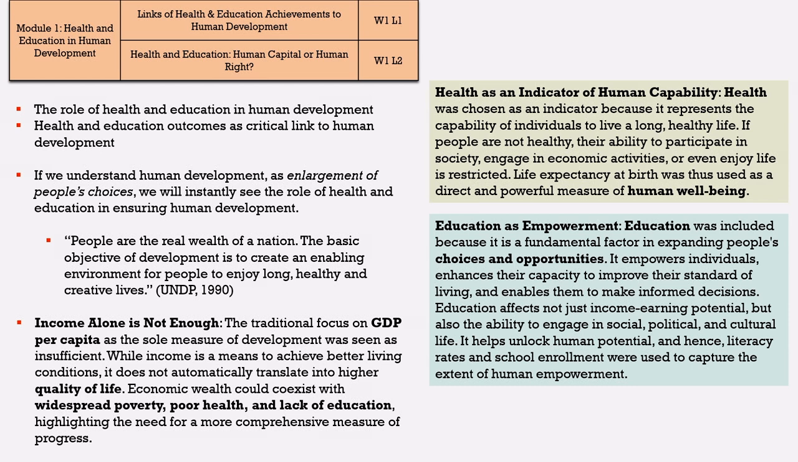So, with respect to the role of health and education in human development, we tried to look at two basic points. One is, of course, why health and education have been considered as important development links. And the second that we discussed is how health and education outcomes are critical links to human development.